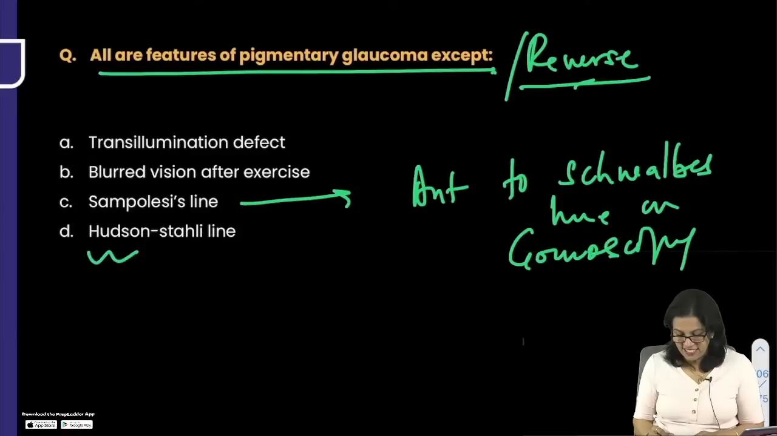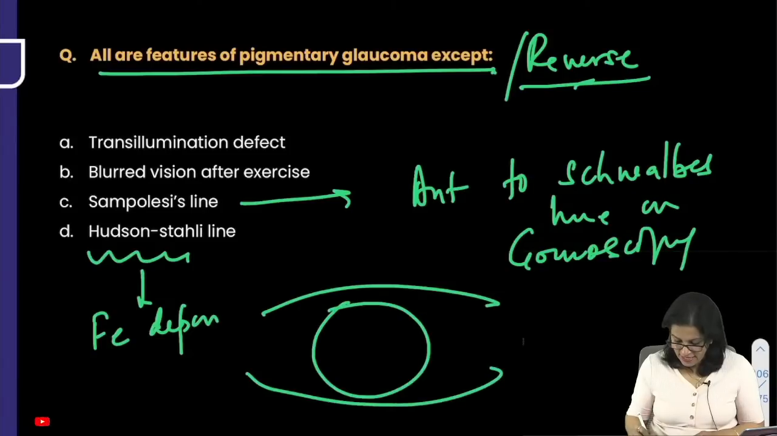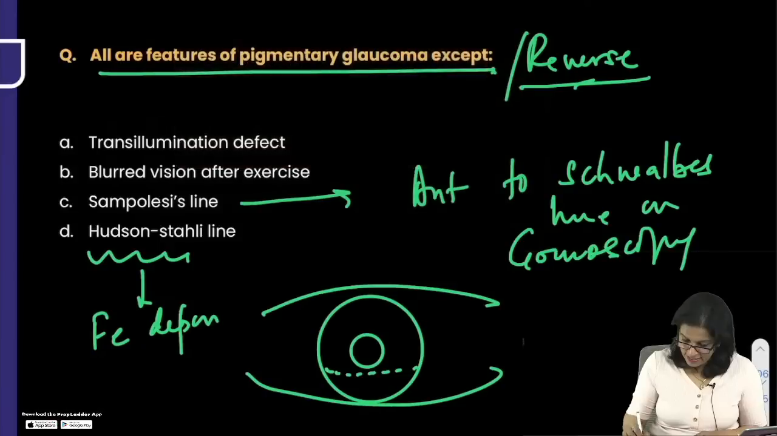And what is Hudson-Stahli line? This is nothing but iron deposition. So, you can make the diagram and understand here. It is the iron deposition at the middle and lower 1/3 of the cornea, generally idiopathic. This is what is called Hudson-Stahli line.